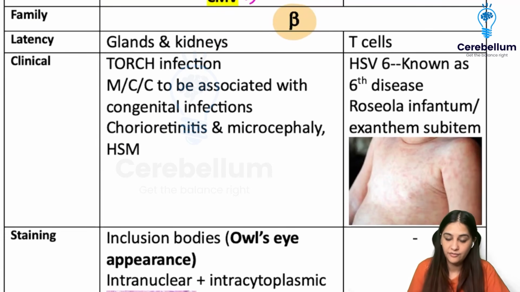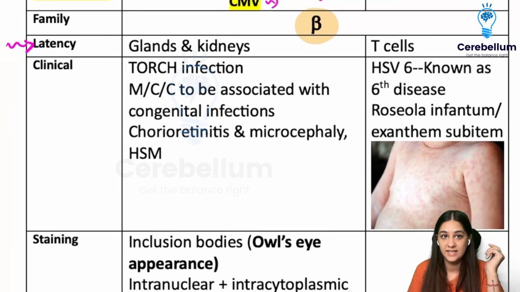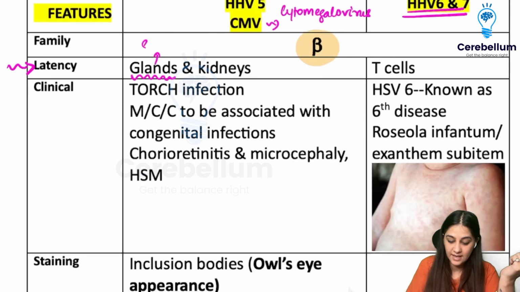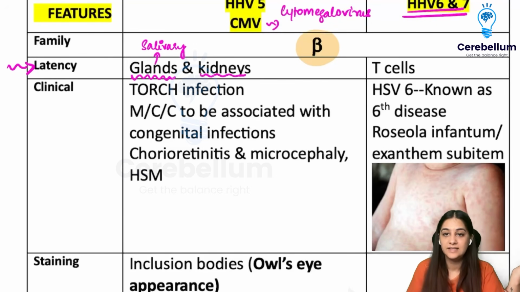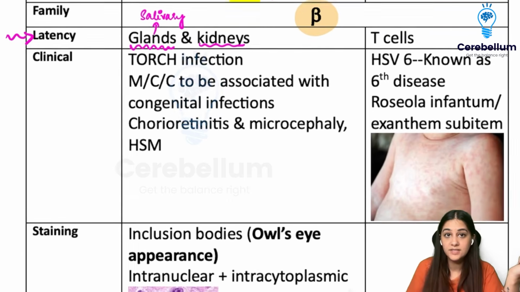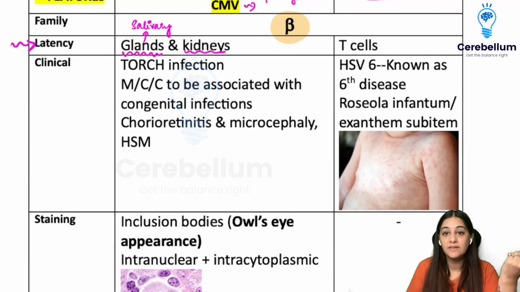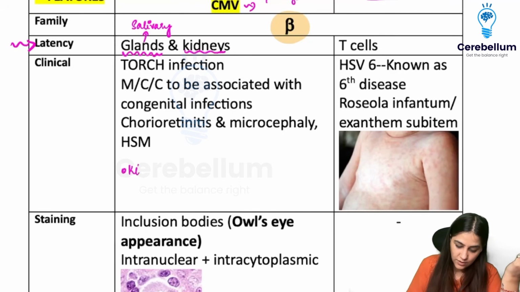When we talk about 5, again, because I said herpes families go into some form of latency, here the CMV goes into a latency in the glands, which could be your salivary glands and even your kidneys. Because it is there in your salivary glands, it does end up causing something which is called Kissing's disease. So it causes your Kissing's disease also.